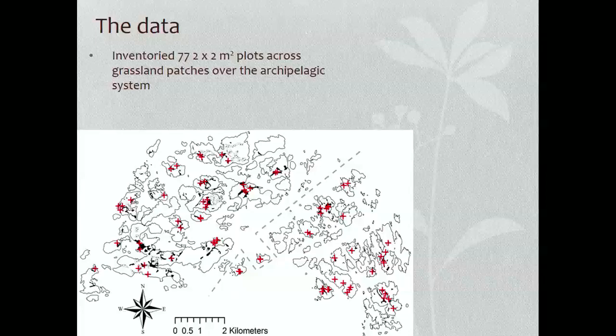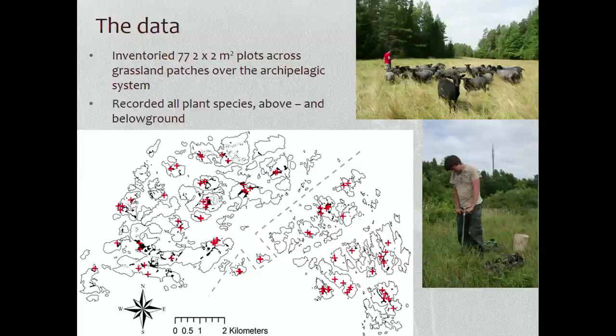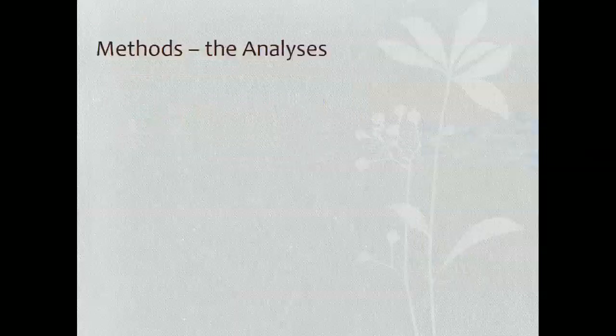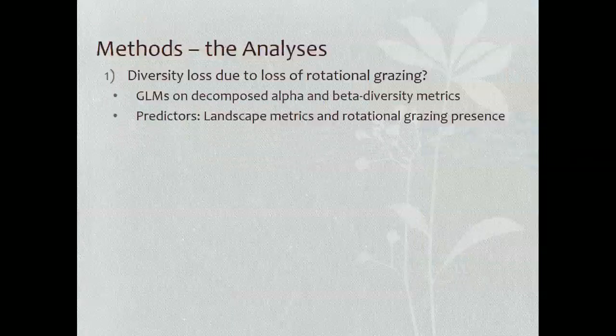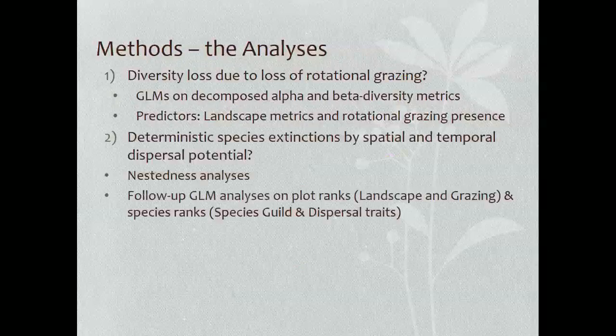So we inventoried 77 plots where we looked at all the plant species above ground, and we took soil samples to also look at all the species beneath in the soil seed bank, to quantify the temporal dispersal in each site. I will not bore you to death with the analysis, but basically for the first research question, we simply did GLMs where we decomposed the alpha and beta diversity metrics, and we looked at how landscape metrics and rotational grazing had an effect.